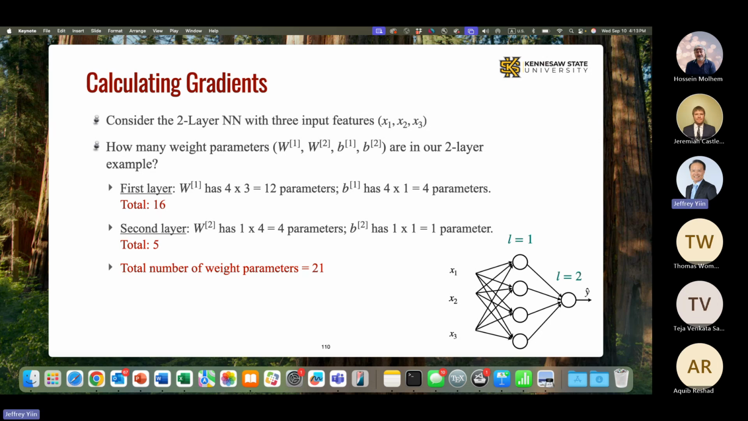Using the same analogy, W2 has 4 parameters because you have 4 inputs from the hidden layer and 1 output neuron, so 4 times 1 is equal to 4. And you have 1 bias. So the second layer has a total of 5 weights. The total number of weights that you need to update is 21, 16 plus 5. This makes sense, right?